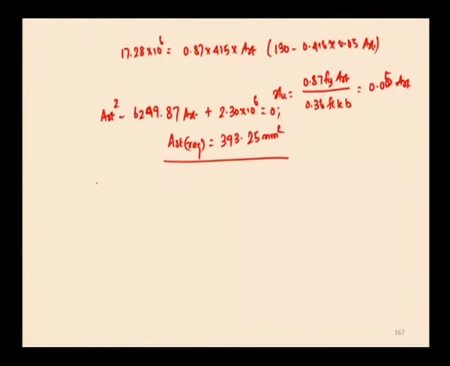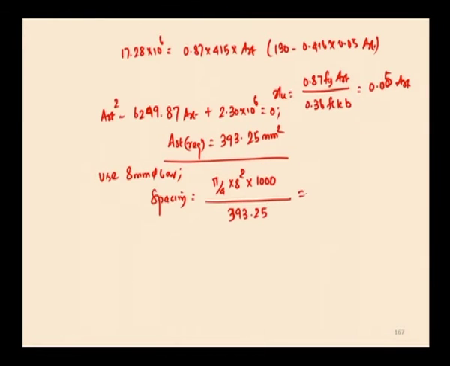And we can check this with the minimum spacing. Normally it is very less than this Ast required. So, here I am going to use 8 mm diameter bar. Spacing of reinforcement is pi by 4 into 8 square into 1000, since we are designing the slab for 1 meter width. So, the spacing of reinforcement should also be found for 1 meter width of the slab. The spacing is 127.82 millimeter.